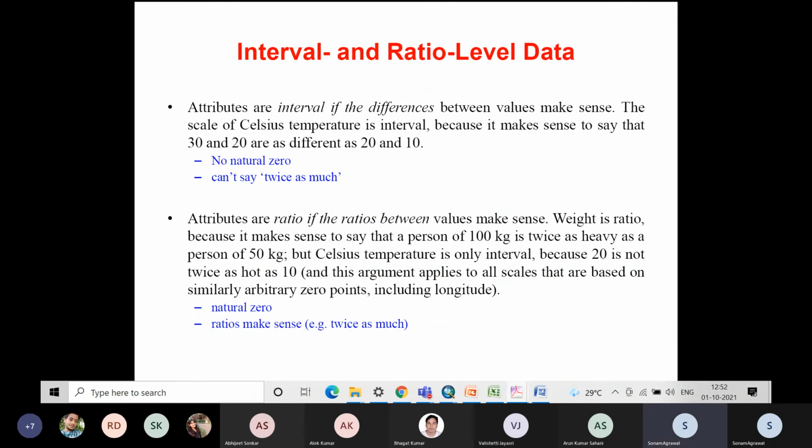The fourth type of attribute data is the ratio data. In case of ratio data, we have a natural zero. Suppose in Happy Valley there is a measurement of snow depth. So depth is an example of ratio data. If there is zero depth, 0 meter, 0 centimeter, 0 millimeter, whatever zero is, it means that there will be no snow at that place.